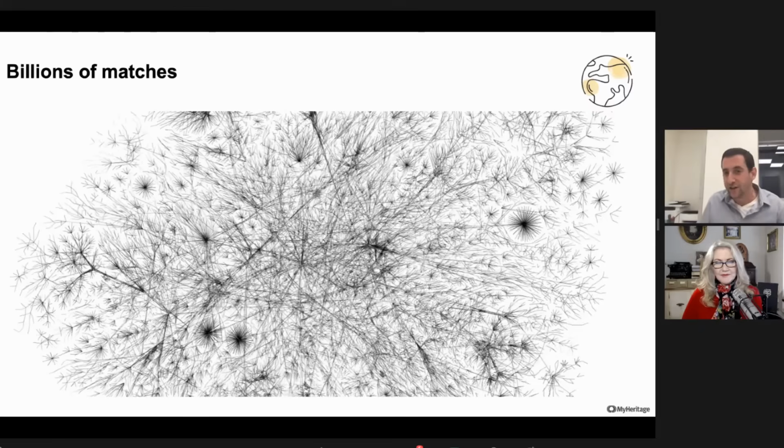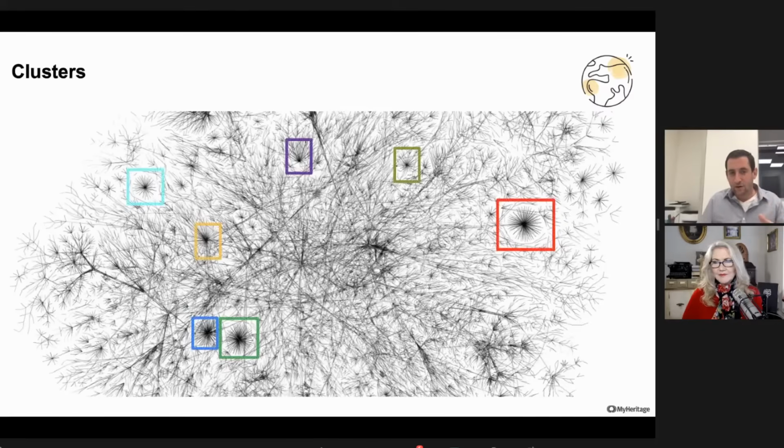Each point here is a DNA kit, and it's connected with a line to other DNA kits, and these are the DNA matches. And we're talking billions of matches. And if you look, you can see that there are some clusters. While in some cases there is a lot of noise and everyone's connected to everyone, in some cases the clusters are very isolated. I hope you can see that I highlighted some of them here, just to show that in some cases we can connect kits together and they create a group.